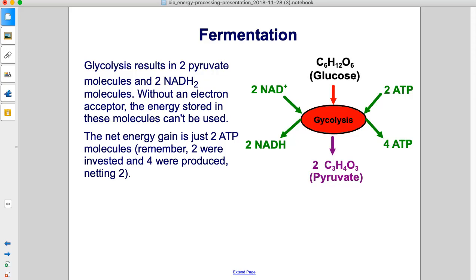So remember that glycolysis results in 2 pyruvate molecules and 2 NADH molecules. Without an electron acceptor, the energy stored in these molecules can't be used. The net energy gain is just 2 ATP molecules. Remember, we had 2 that were invested and 4 produced, which nets a gain of 2.